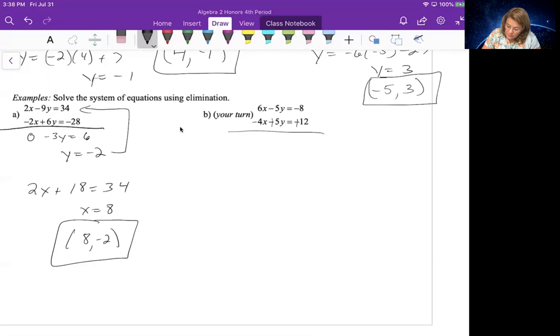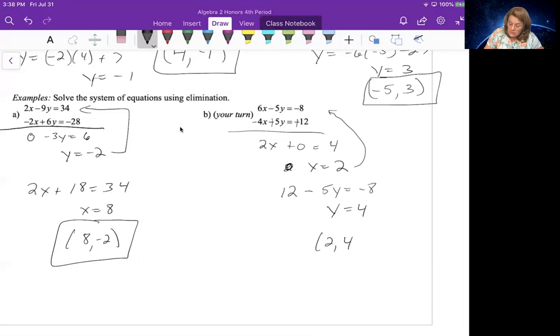So 6x minus 4x is 2x. The y's cancel, that's a 0. And then I have negative 8 plus 12, so I have a positive 4. And then I can solve for x, which will be equal to 2. And then I will plug that into either one of those. I'll plug it into the first one. 12 minus 5y equals negative 8, and I will find y to be equal to 4, and then I will have an answer of 2, 4. That's what my x value is, and y is 4. That is the solution for that system of equations. Okay, hope that makes sense.